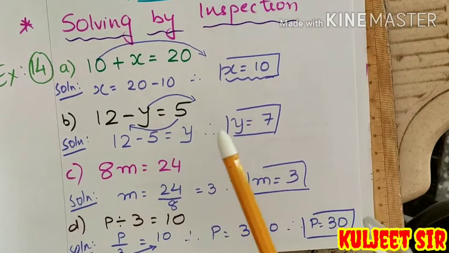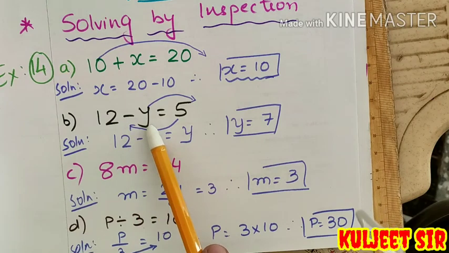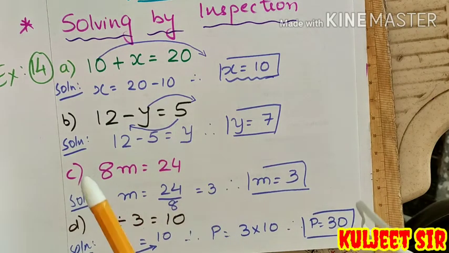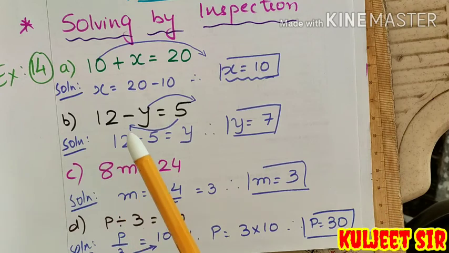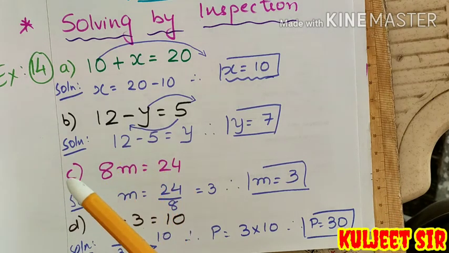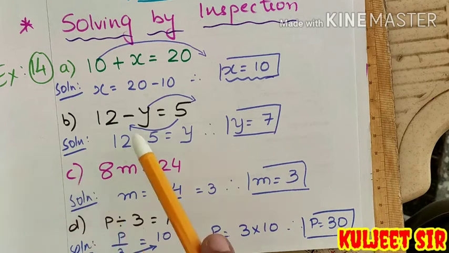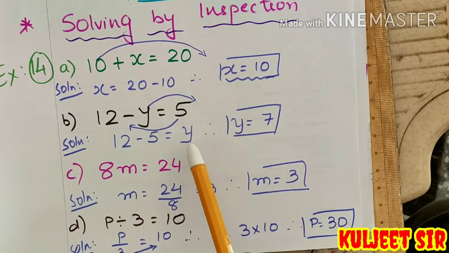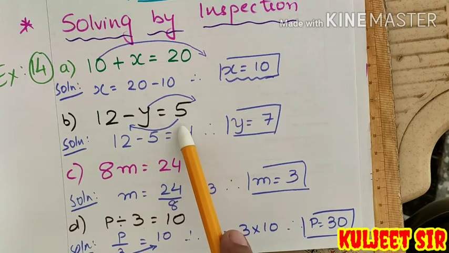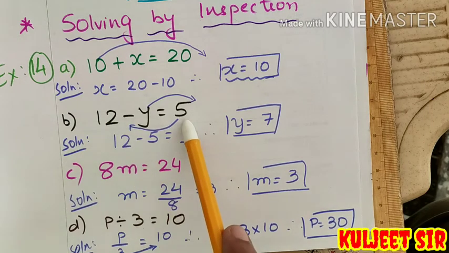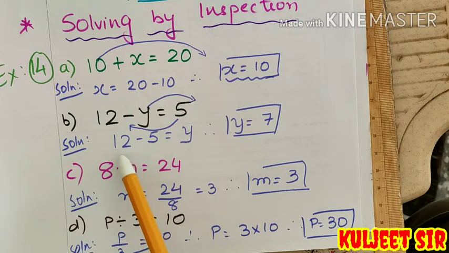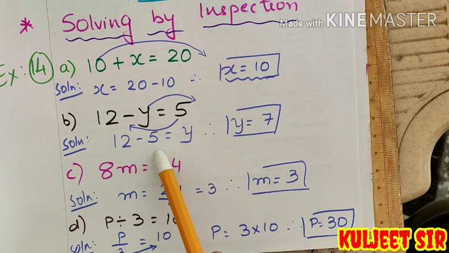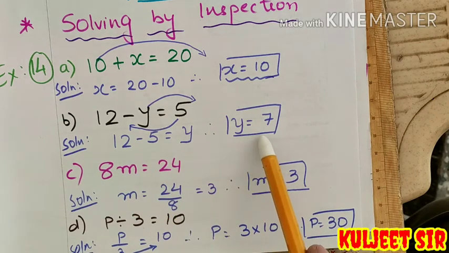Let us take example B. 12 minus y is equal to 5. As you know, we have to get the value of y. So when you have to get the value of y, your variable should not be negative. So what will I do? You can see again I put up an arrow. y goes on to the other side of equal to. So y becomes positive. And 5, I'll take onto the left hand side. So 5 which was positive now becomes minus. So you can see 12 minus 5 is equal to y. So 12 minus 5 is what? 7. So I get the value of y is equal to 7.